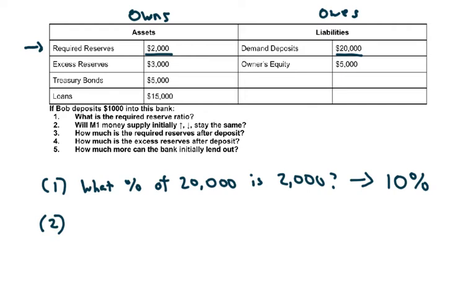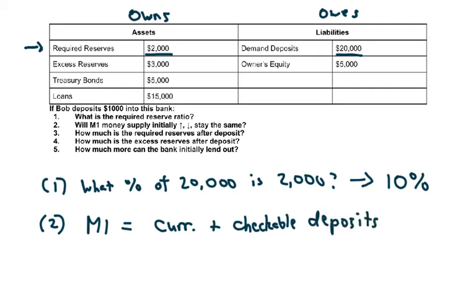Number two is a question that you'll see often on AP FRQs, and it's one that students frequently get wrong. It says, will M1 money supply initially increase, decrease, or stay the same? And the key word here is initially, not after the bank starts loaning money out, but just initially, okay? So we need to remember what is included in M1. So M1 is equal to currency, plus checking or checkable deposits. Now, yes, it also includes traveler's checks, but we're just going to ignore that for simplicity's sake, okay?